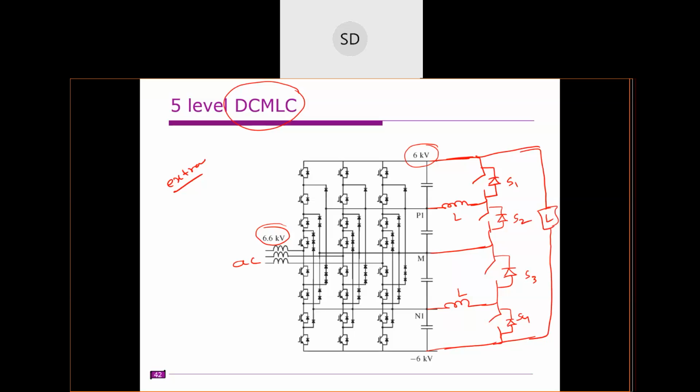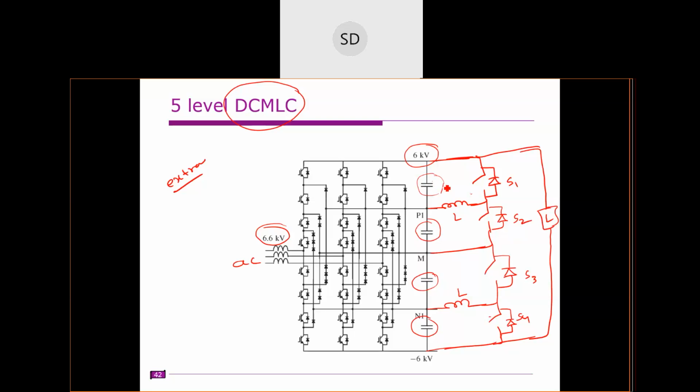So we'll proceed with the 5-level DCMLI. The operation is the same, right? To balance these 2 capacitors, and to balance these other 2 capacitors, we have this chopper circuit. This was already discussed. This is a 2-quadrant chopper. To balance the bottom 2 capacitors, we have this circuit. We already discussed that, right?